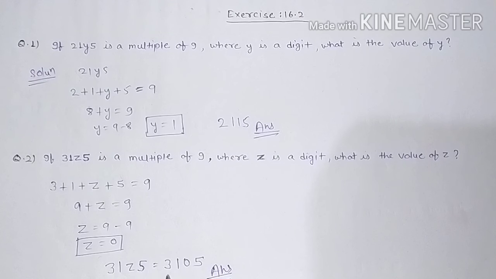Now this will be the answer. The question is 3 1 z 5. So at the place of z, that is 0. So 3 1 0 5. Okay, and this will be the answer.